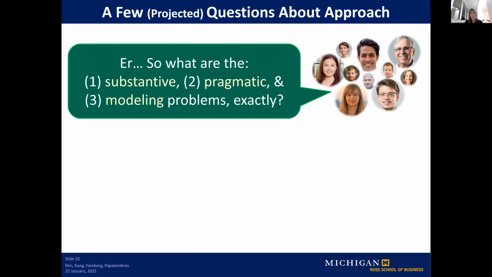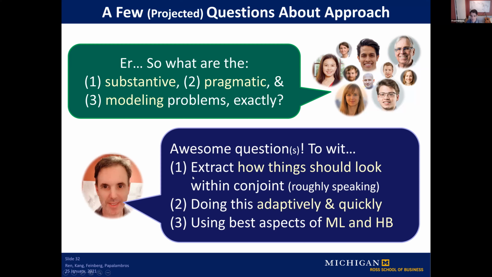So here they are again, our Greek chorus. There's a lot of stuff lying around. What are the substantive, pragmatic, and modeling problems exactly? Awesome questions. The first one, what is substantive? We want to pull out how things should look within conjoint. That's our high level goal. Pragmatic, we have to do it adaptively and quickly.